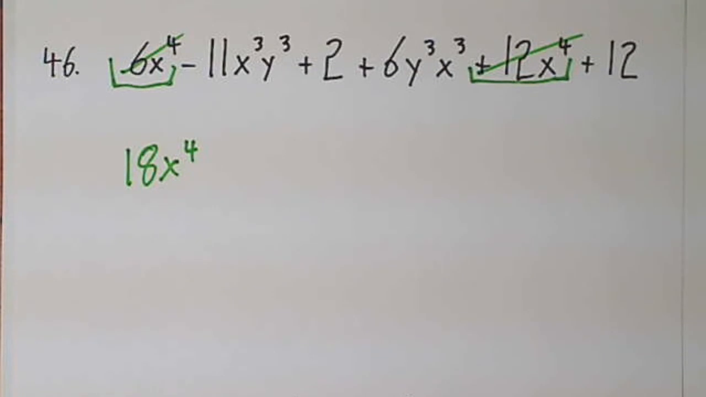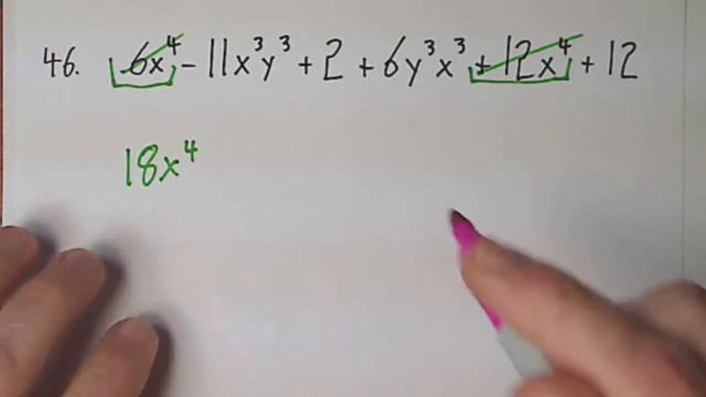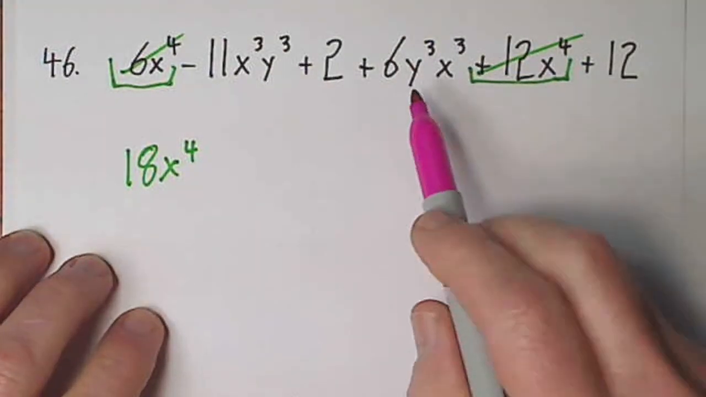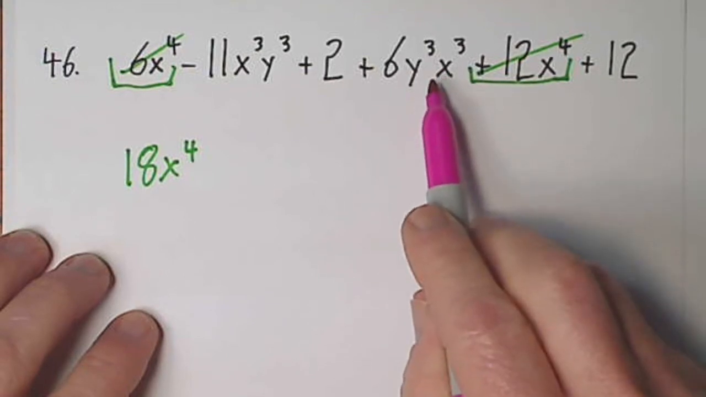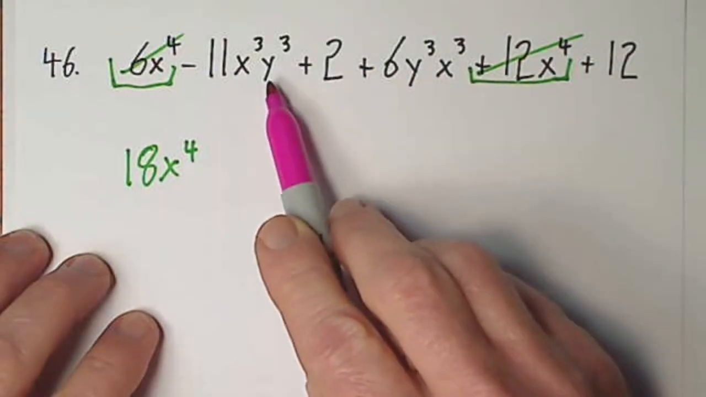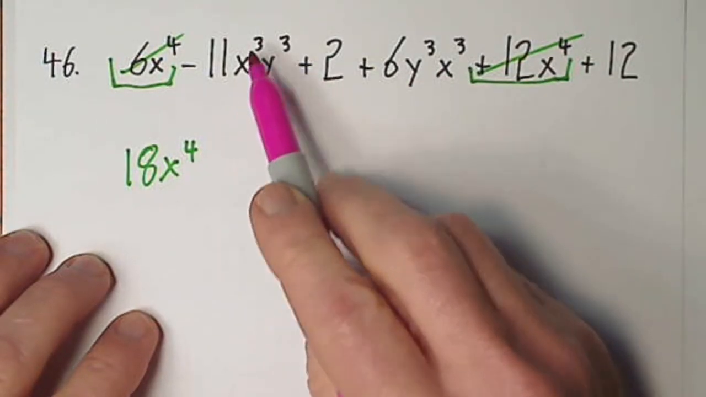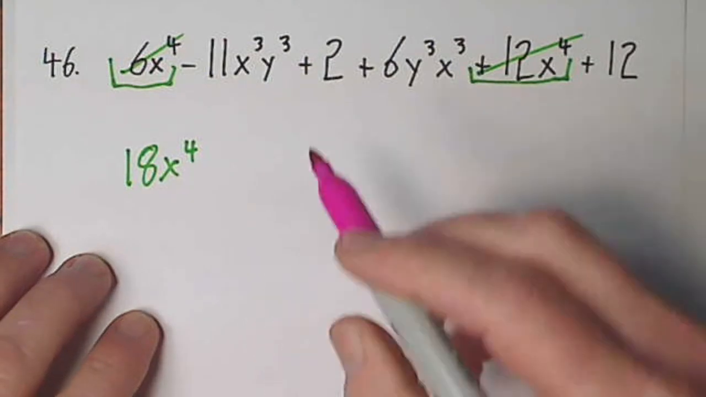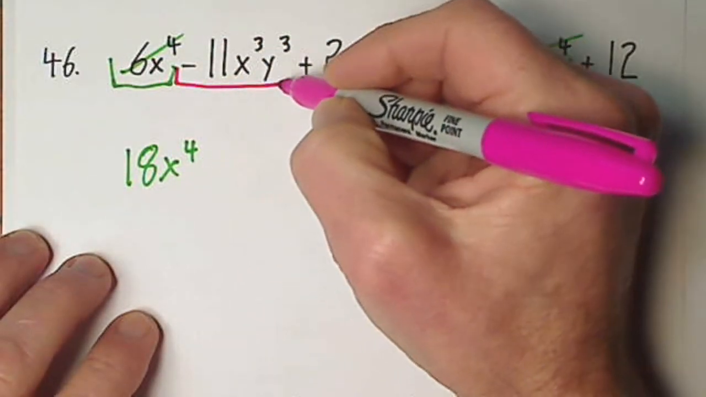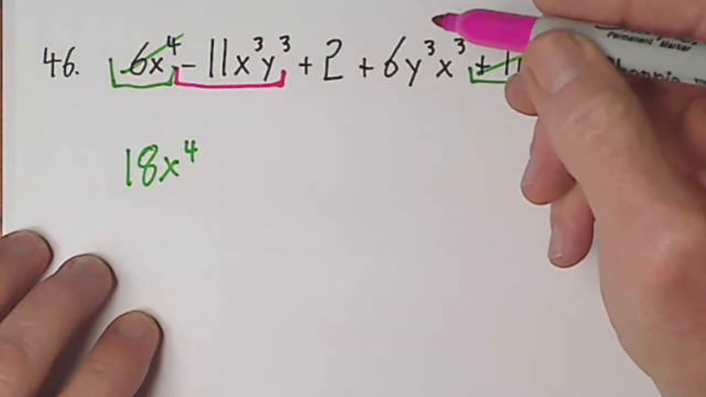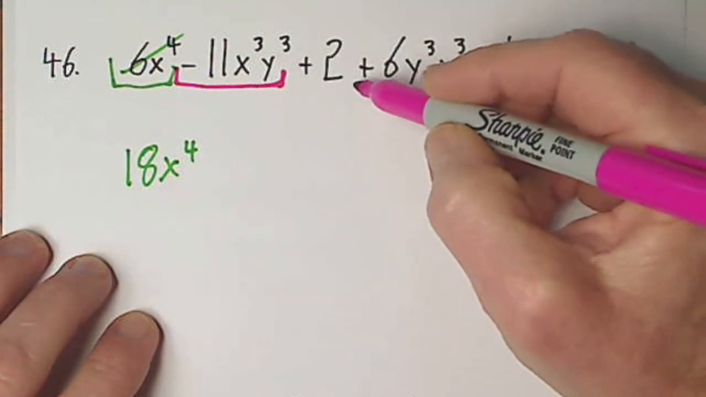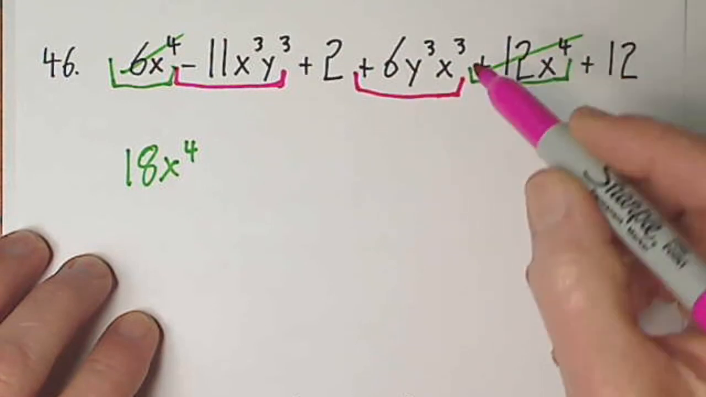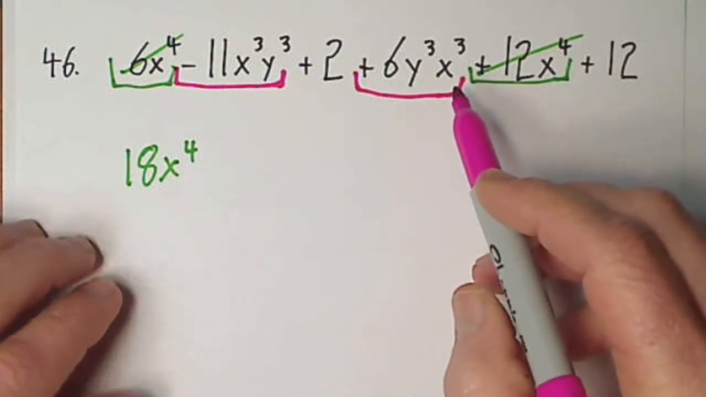Moving along to the next one. We have x to the third, y to the third, and here you have y to the third, x to the third. The order doesn't matter, so these are like terms. Okay, it's the variable and the exponent that is the same. That's what's important. So this is negative x to the third, y to the third, negative 11, x to the third, y to the third, and a positive 6, x to the third, y to the third.